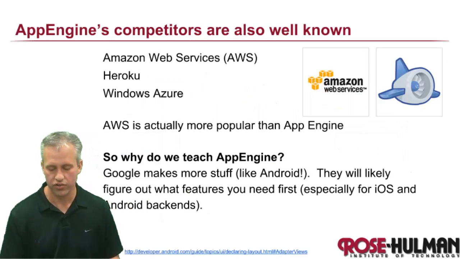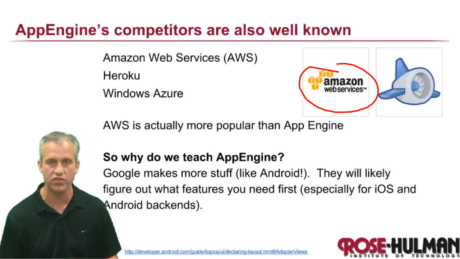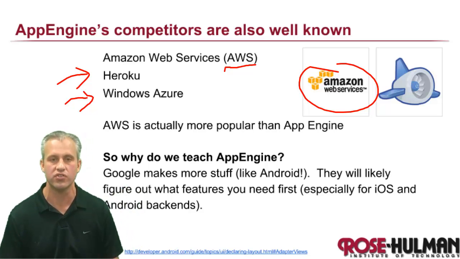There are competitors to Google App Engine. It is not alone in this area. Some of the big ones are Amazon Web Services, which is abbreviated AWS. There's also a Windows-based one, and then there are other companies out there that provide services like this. Heroku is one of them.